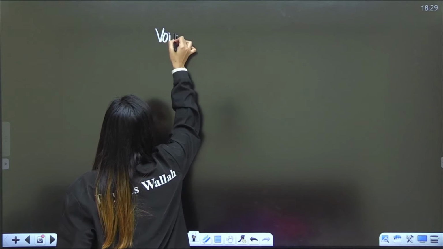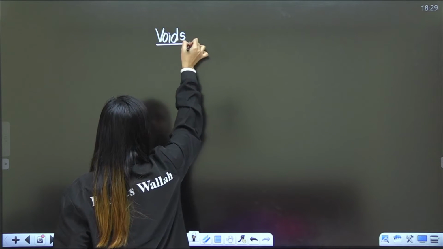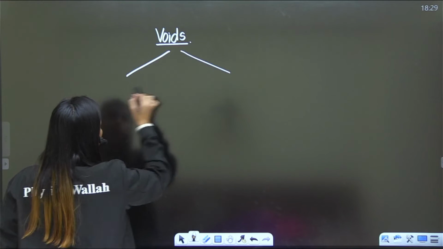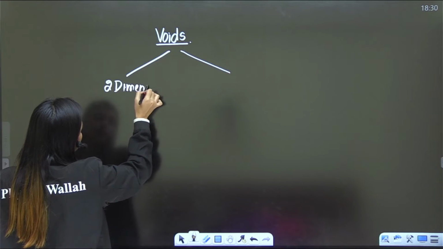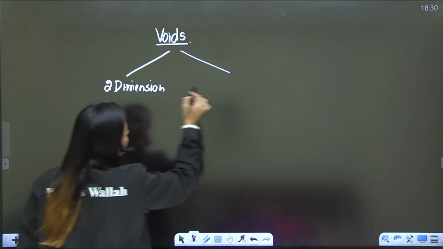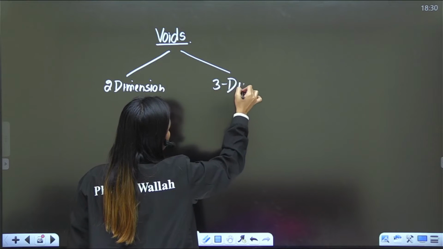So let's start. So first, we want to talk about voids. Voids are also of different types and different types of layering. So let's talk about voids in two-dimensional and 3 dimension. Okay, and 3 dimension.